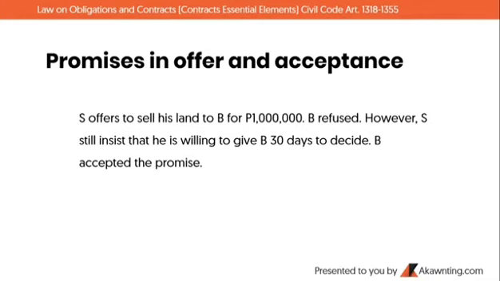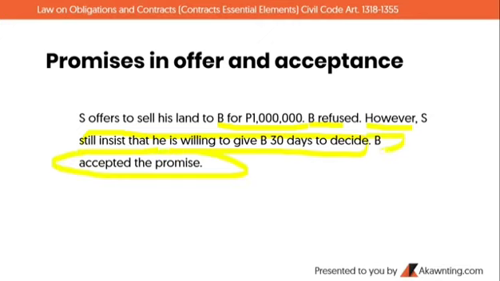So, S offers to sell his land to B for 1 million. B refused. However, S still insists that he is willing to give B 30 days to decide. Ang pagkakaiba nito from the previous example, anong nangyayari? B accepted the promise. Sige, bibiliin ko yan pag nagkapera ako within 30 days, sabi niya. So, the question is, within 30 days, magiging binding ba itong unilateral promise na ito?